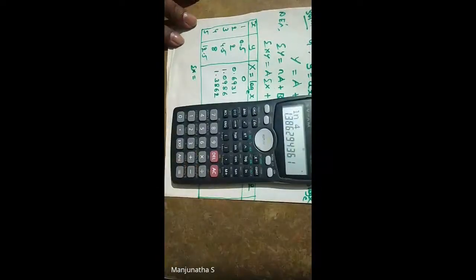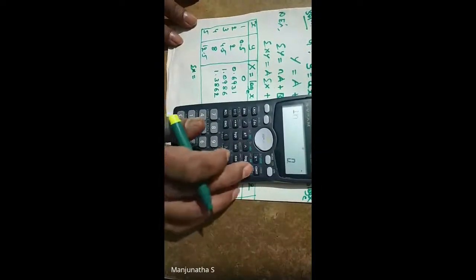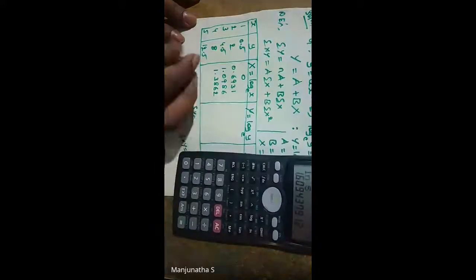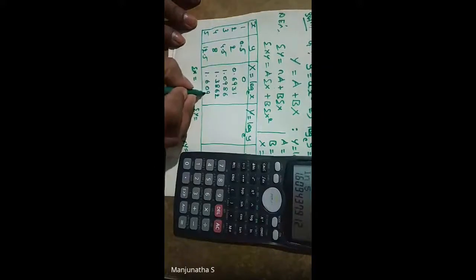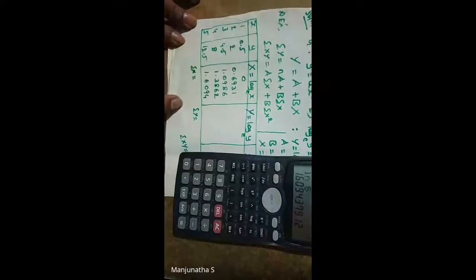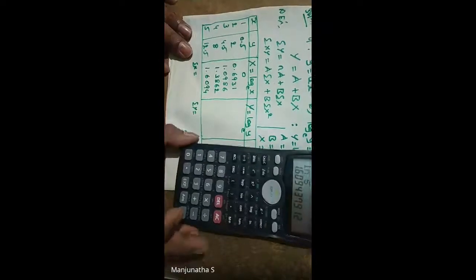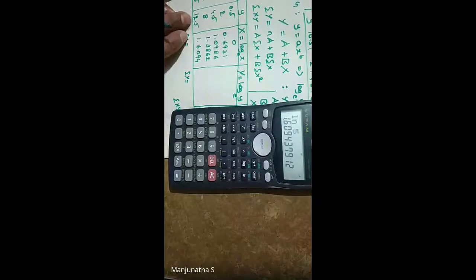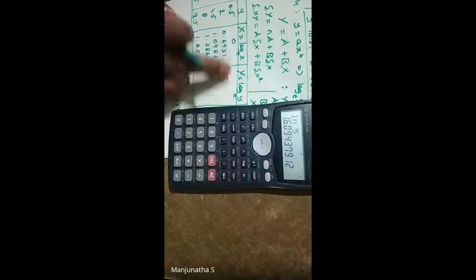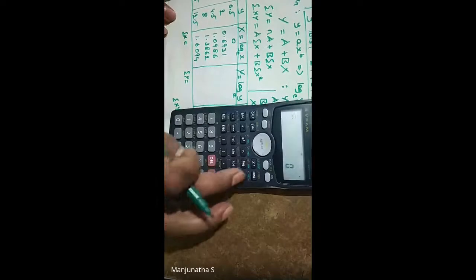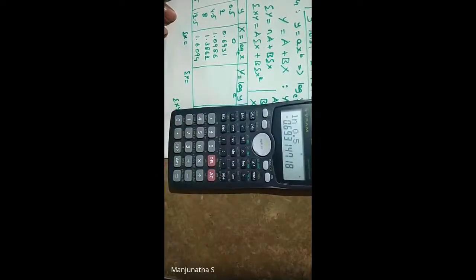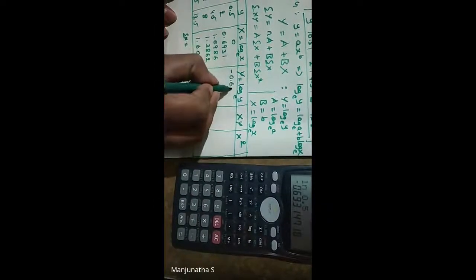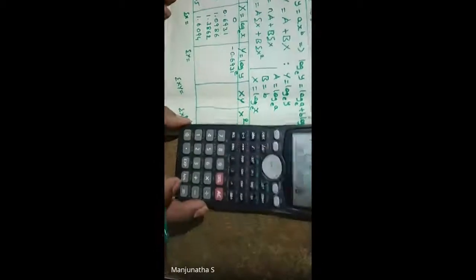So likewise, everyone should do the problem. The next, ln 5, so 1.6094. Correct. So we got all the x values. We'll go for y. Okay. So same thing, y data we have here, small y, and capital Y we can get by giving ln 0.5. So ln 0.5 is minus 0.6931.